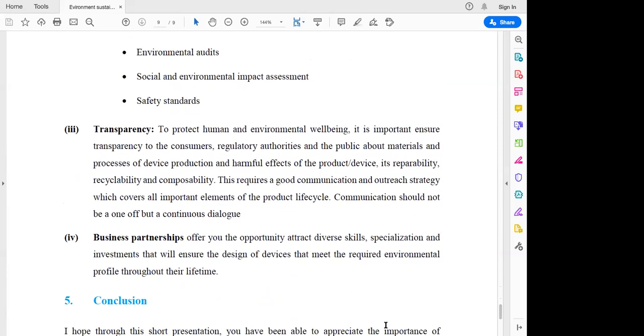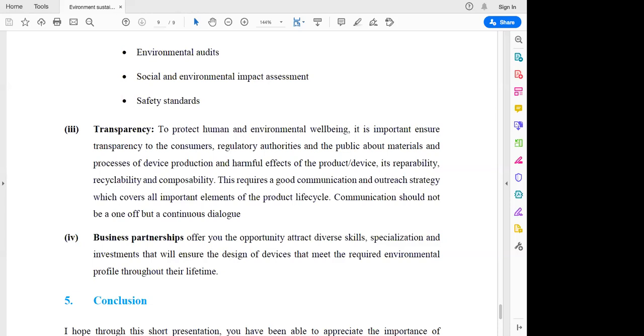And then you will have to make sure that social and environmental impact assessments are done. And of course, the safety standards of the country will apply. Now, transparency is very important, and it can help the product that you're making be environmentally compliant. And so to protect human and environmental well-being, it is important that you ensure transparency to the consumers, regulatory authorities, and the public about the materials and the process of device production, its harmful effects, and whether the product or device is repairable, recyclable, compostable. This requires a good communication and outreach strategy, which covers all important elements of the product cycle.